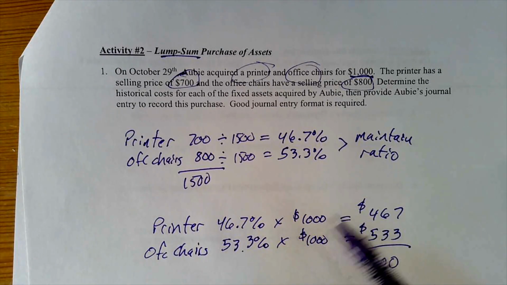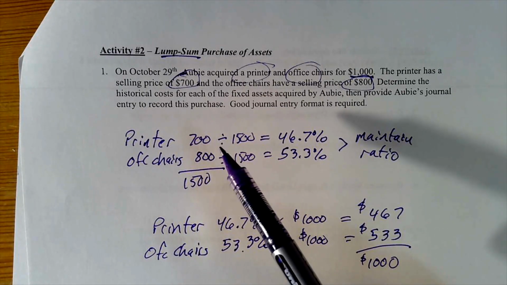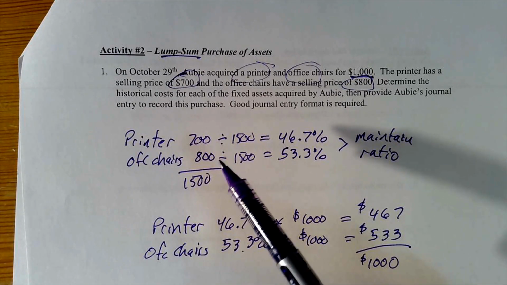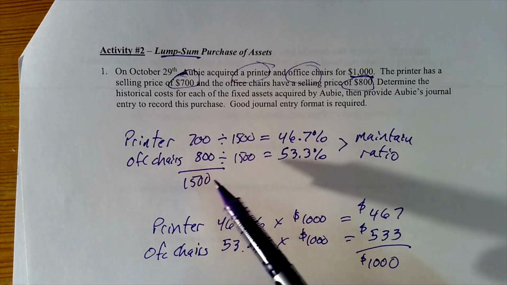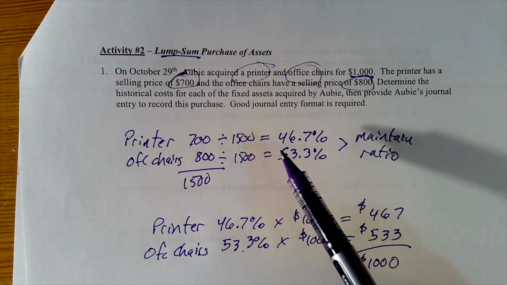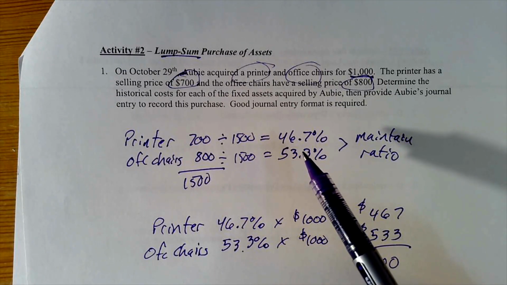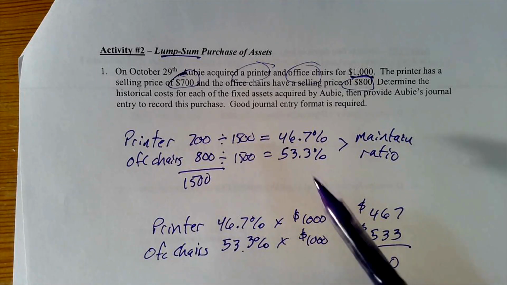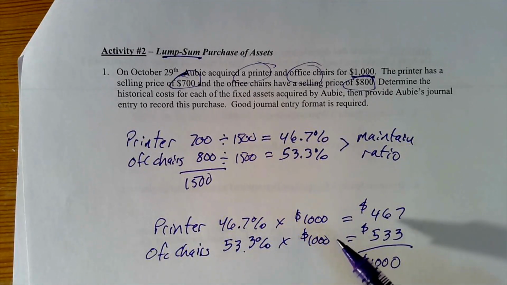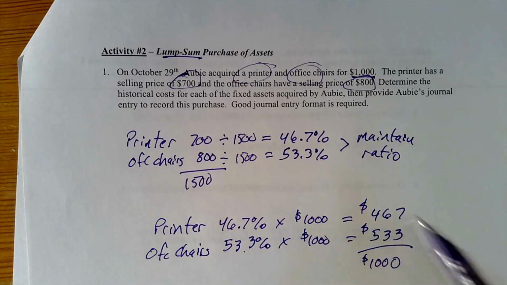All you've done is break them up. You've created a percentage based upon their market value. Originally, their market value was $700 and $800. Total together is $1,500. So that means if I had bought those at the market value, the split between them would be 46.7% and 53.3%. So I just use those same percentages and apply them to what I did spend, the $1,000.